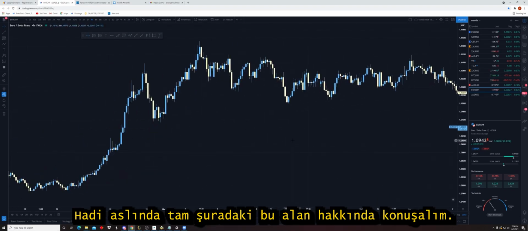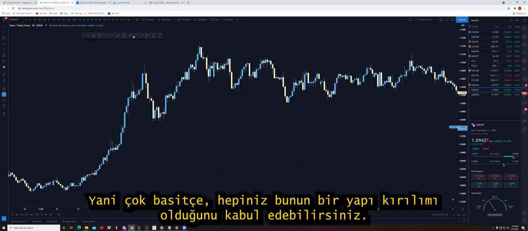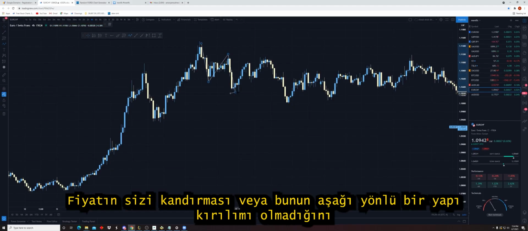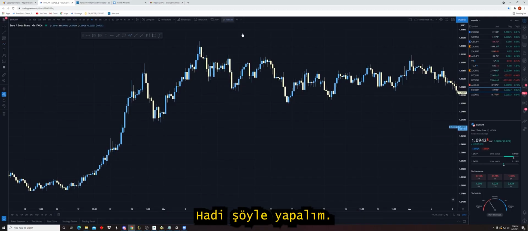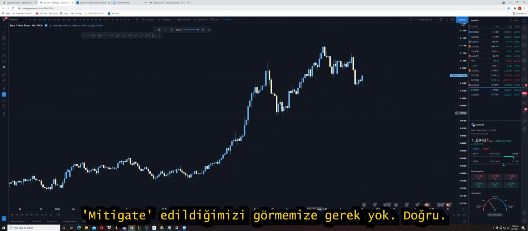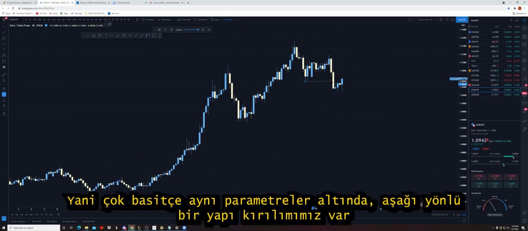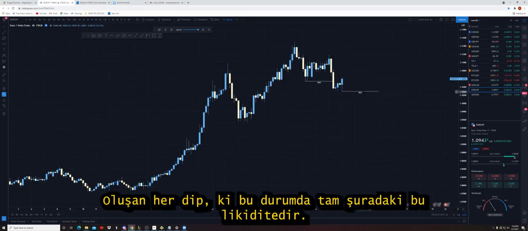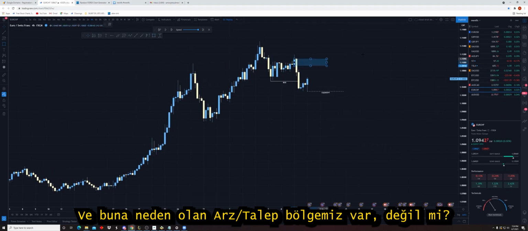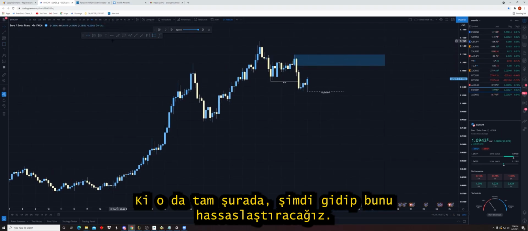So let's actually talk about this area right here, right? So very simply, you can all agree that this right here is a break of structure, right? There's no opportunity for price to fake you out or make you think that this is not a break of structure down. And the idea would now be that price, so let's just go like this. We don't need to see where it mitigated, right? So very simply, under the same parameters, we have a break of structure down right here. And on top of that, we have liquidity created at whatever low basically forms, which in this case is this liquidity right here, right? And we have our SND zone that caused that, right? Which is right there, which we're going to go ahead and refine now.